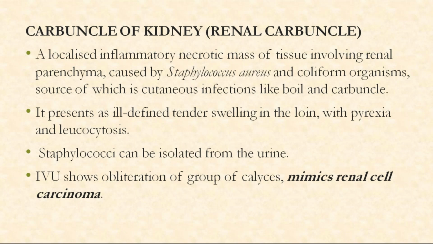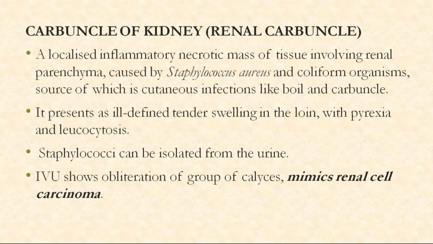Next, another renal pathological condition is the carbuncle. It is also known as the renal carbuncle. What is the main cause for the formation of the carbuncle? There is a localized inflammatory necrotic tissue of the kidney involving the renal parenchyma, mainly caused by Staphylococcus aureus, and certain coliform organisms like E. coli, Klebsiella, Proteus, like that.